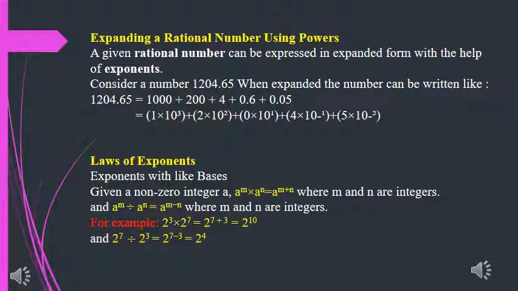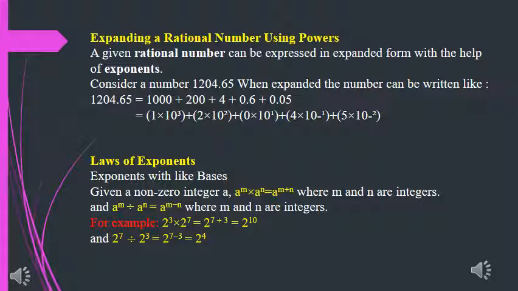So for that, we write it as 1000 plus 200 plus 4 plus 0.6 plus 0.05. We write that in the form of exponents: 1 into 10 raised to the power 3 plus 2 into 10 raised to the power 2 plus 0 into 10 raised to the power 1 plus 4 into 10 raised to the power minus 1, that is 1 by 10, and 5 into 10 raised to the power minus 2, that is 1 by 100. So like this we can express a rational number in exponential form.